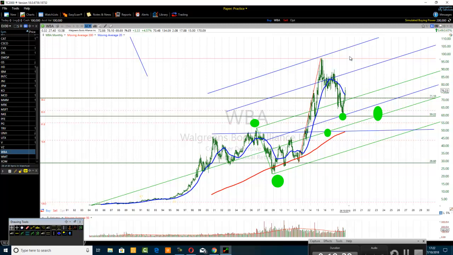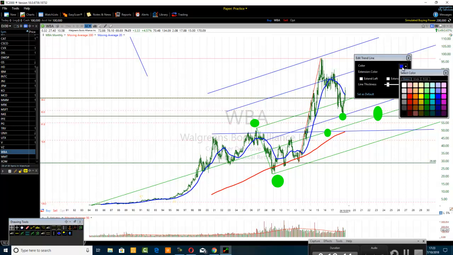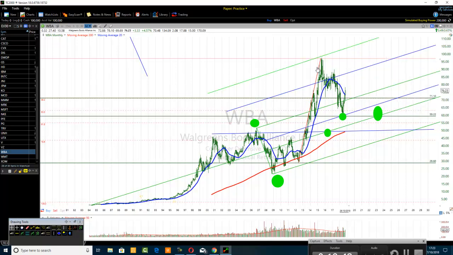And now we have a new channel on top here, the projection of the Pitchfork tool in the direction of the price to investigate. So you see, from here to here, we have a Pitchfork tool, the projection of a channel.